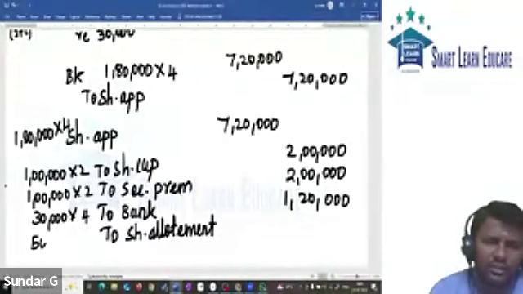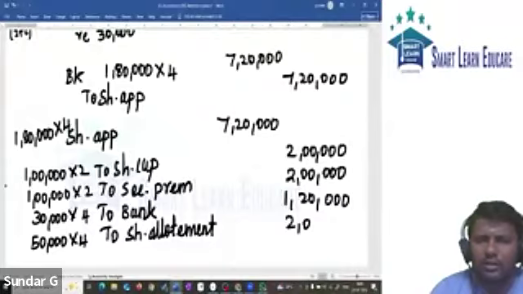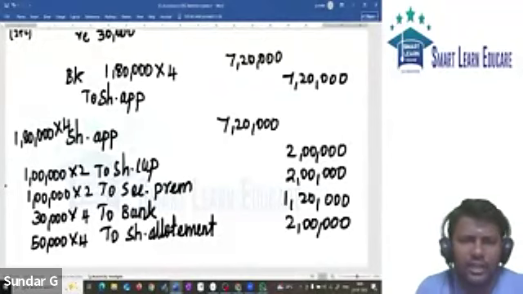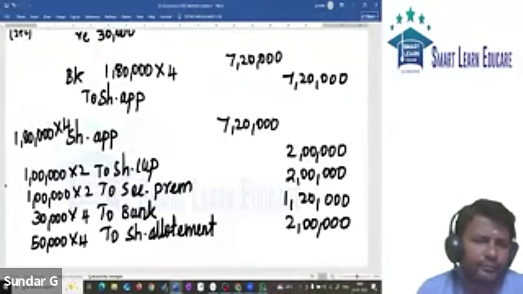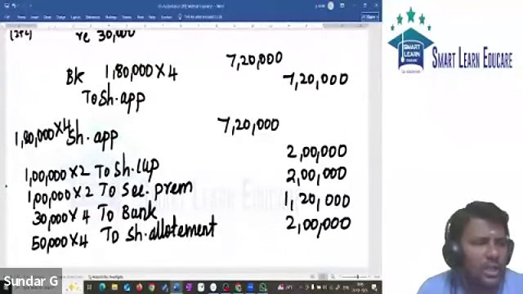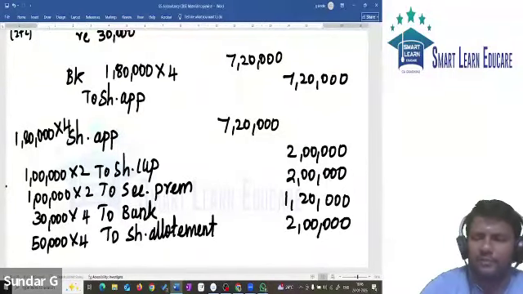And the extra 50,000 shares are there. The extra 50,000 shares into 4 is the pro rata allotment. 50,000 into 4 will give you 2 lakh for pro rata allotment. Any doubts in the first two entries? Application: bank to share application. Second one: share application account debit to share capital, to securities premium, to bank, to share allotment.